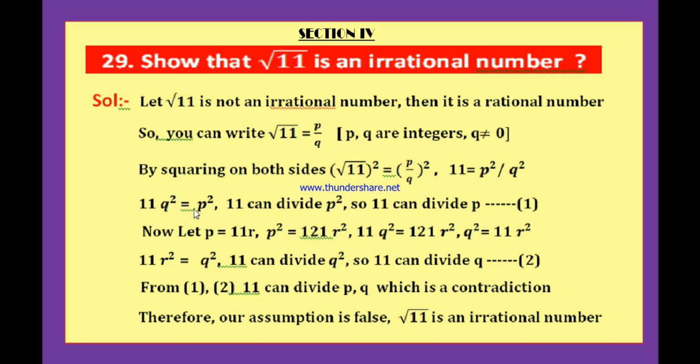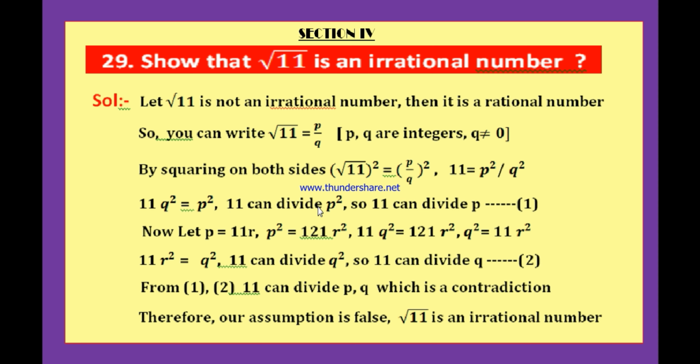Here this p square is nothing but 11 times some number. Therefore you can say that 11 can divide p square. If 11 can divide p square, then 11 can also divide p. Now this is the first one.